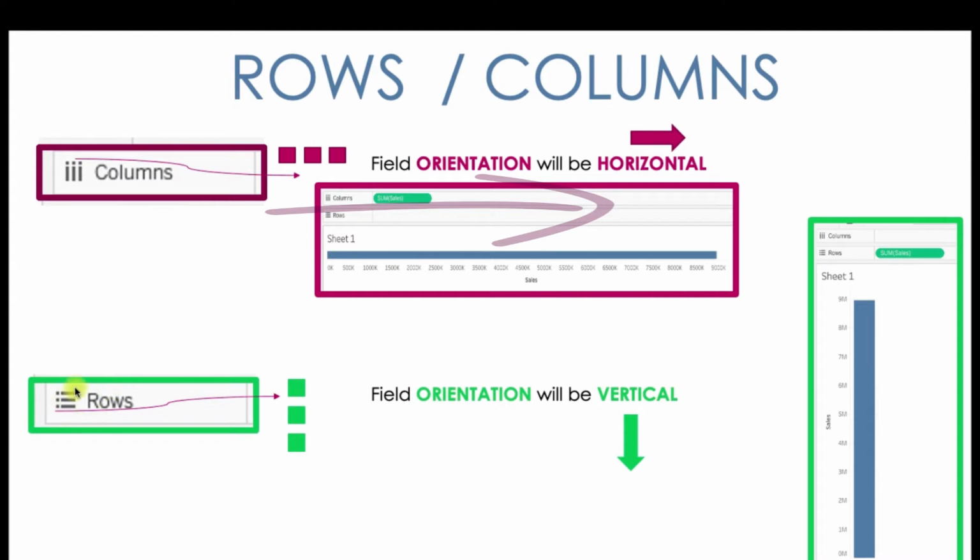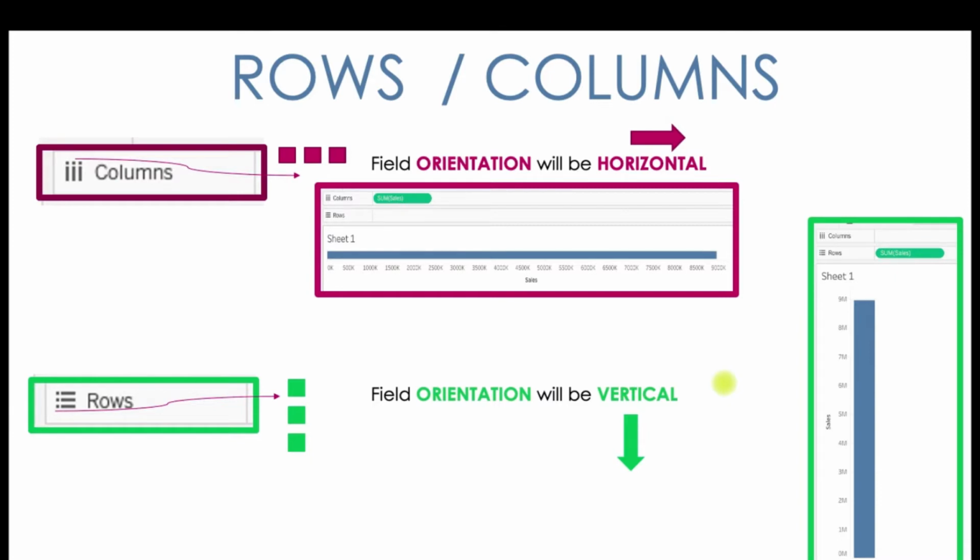And in the same way, when you see the rows shelf, you see small squares over here, and their orientation is vertical, right? So whichever field you place on rows will be displayed vertically. So here, if you see, sum of sales is being displayed vertically. This is an important concept which you need to remember while building your visualizations in Tableau.